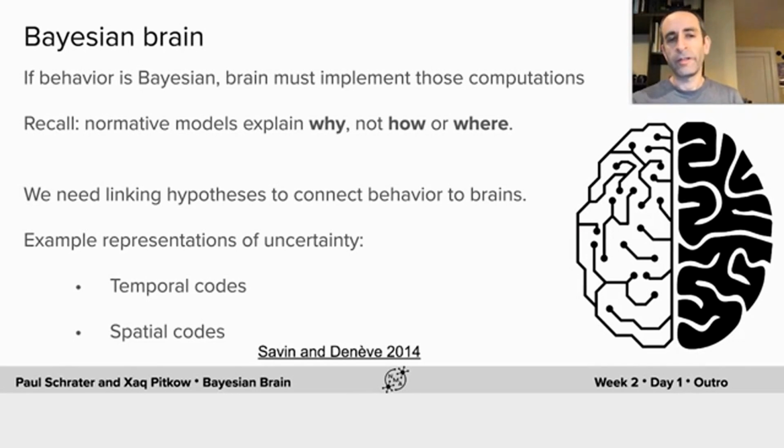First of all, this is predicated on the idea that behavior is Bayesian, and there's a lot of support for that as we described in the introduction to the day. So if behavior is Bayesian, then the brain must implement those computations somehow. And recall again, normative models cannot explain how or where those computations are implemented, just why. So we need another hypothesis, linking hypotheses, to connect that Bayesian behavior to the brain. We'll talk about two different representations of uncertainty, temporal codes and spatial codes, following the idea of Savin and Deneve.